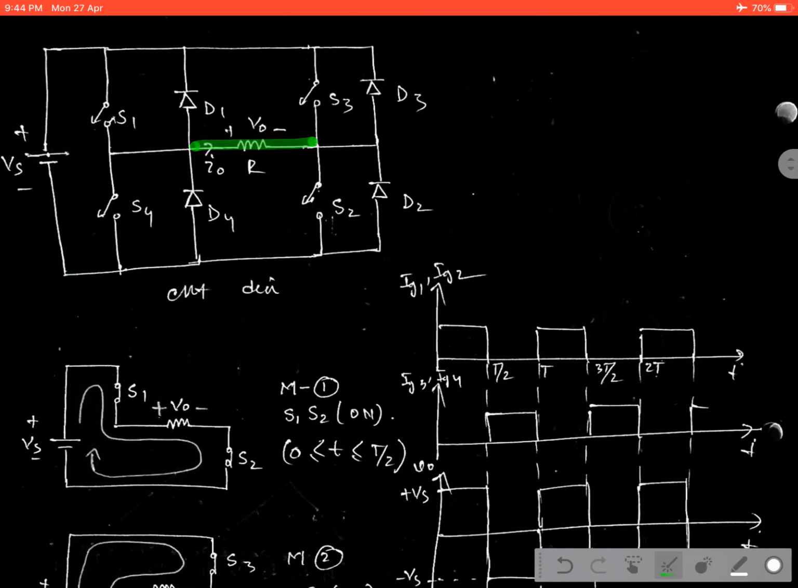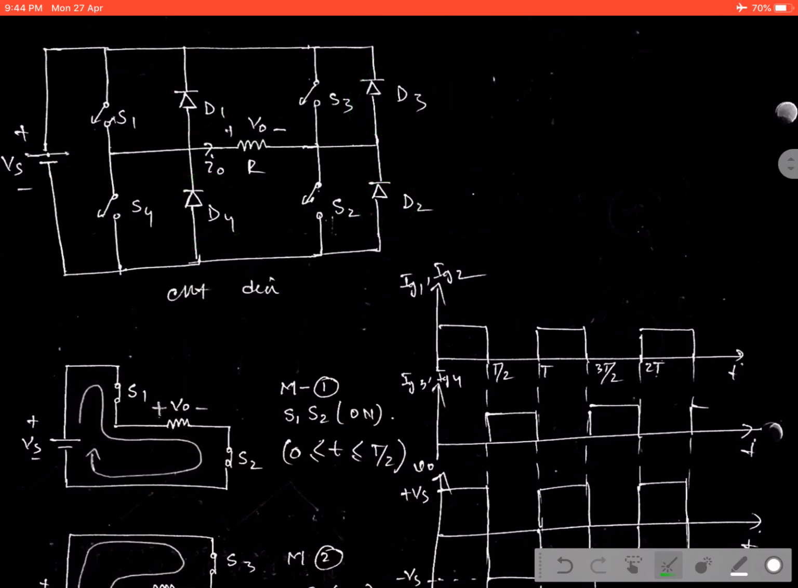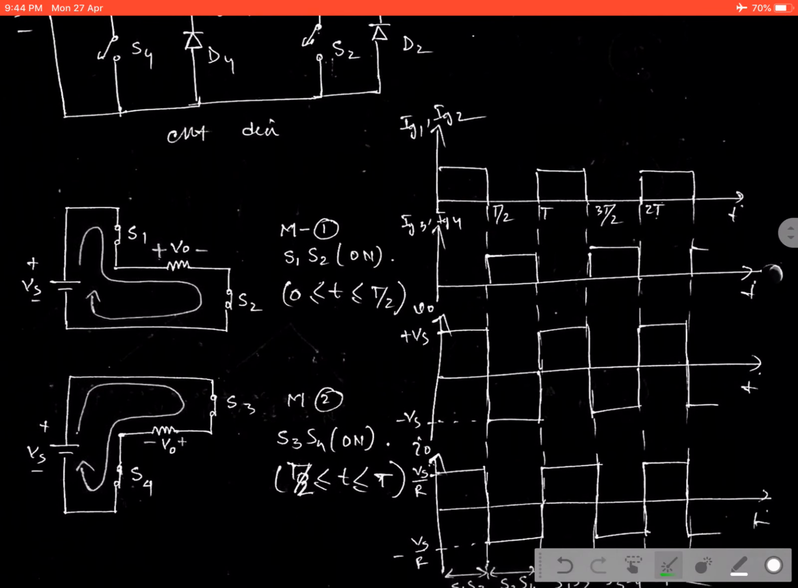In this case, diode D1, D2, D3 and D4 may not be conducted. Whenever we are going through the circuit for application for the RL load, then diode D1, D2, D3, D4 will be conducted. So here we are explaining the working by two mode operation, mode 1 and mode 2 operation.